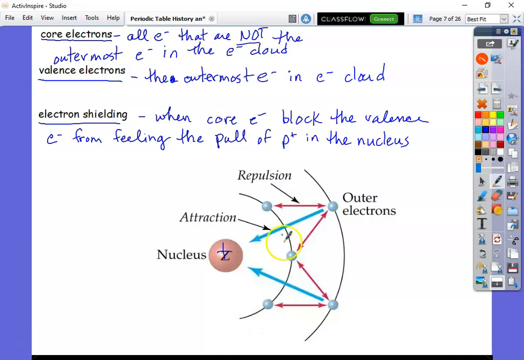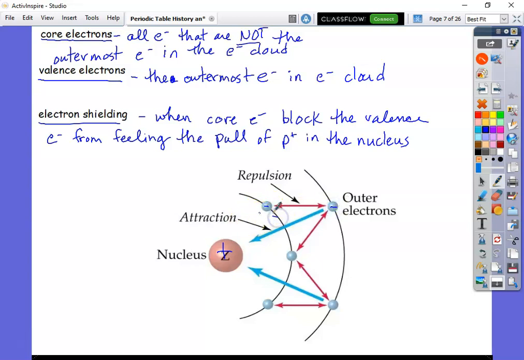But here in this first layer of electrons depicted in this picture, these electrons are the core electrons, and they are blocking those valence electrons from feeling that pull. And what adds to that even more is that the core electrons and the valence electrons are all experiencing repulsion between one another because these are all negatively charged.